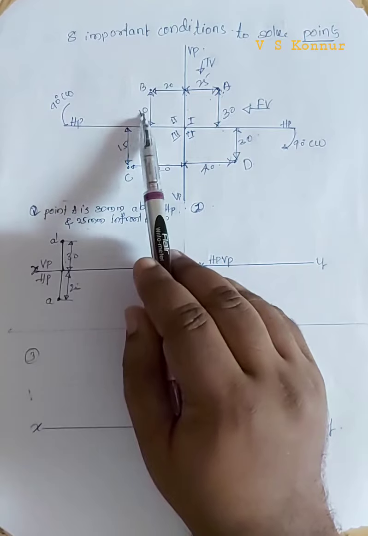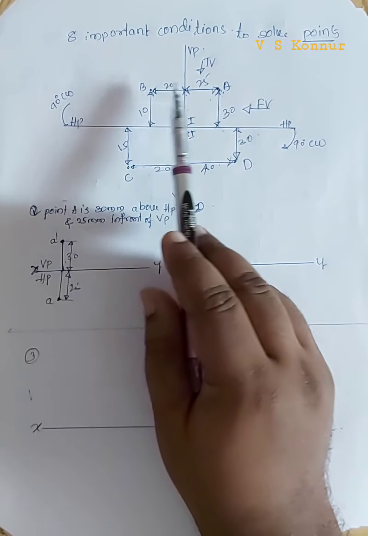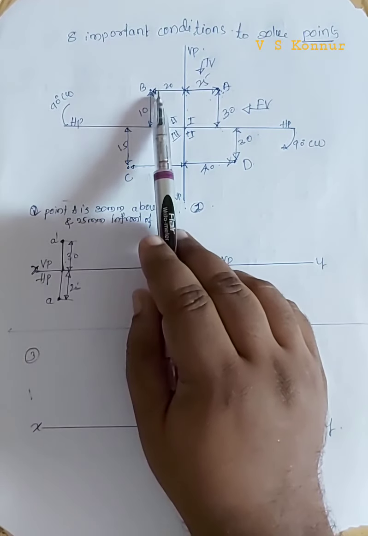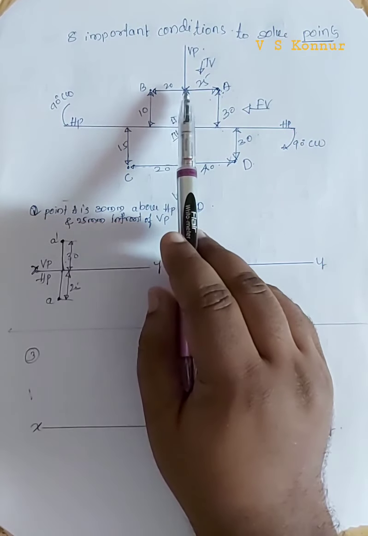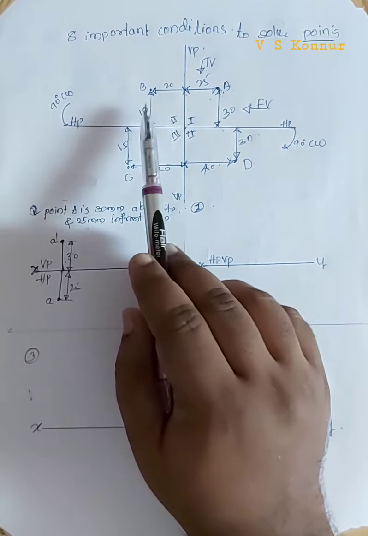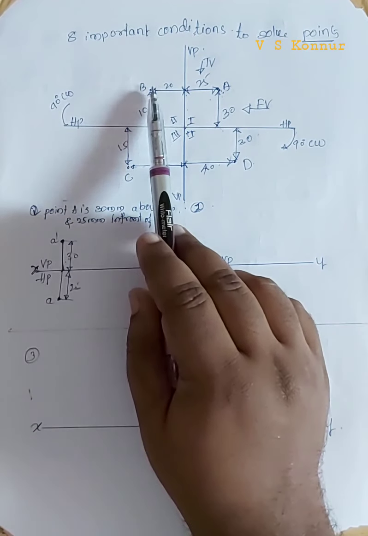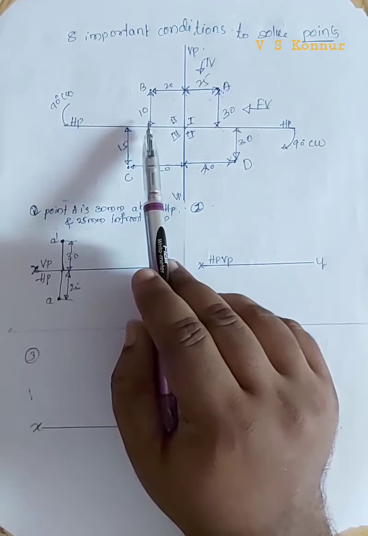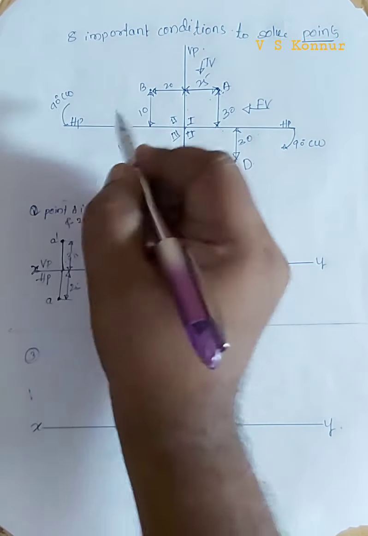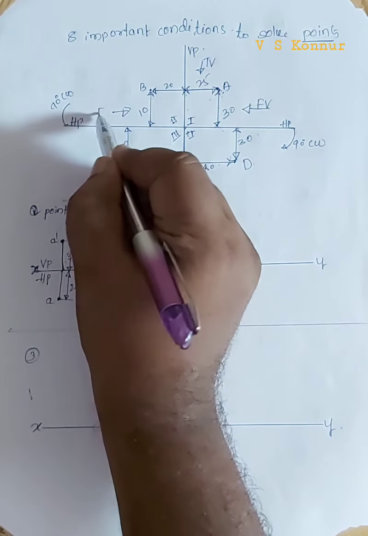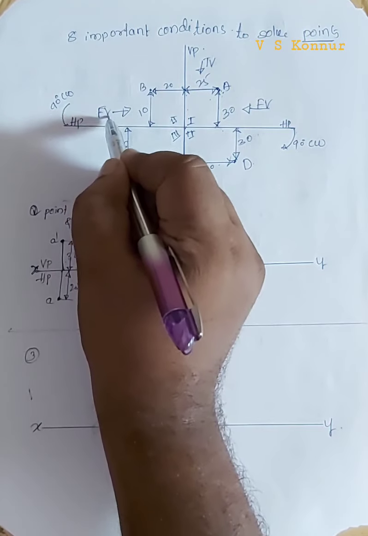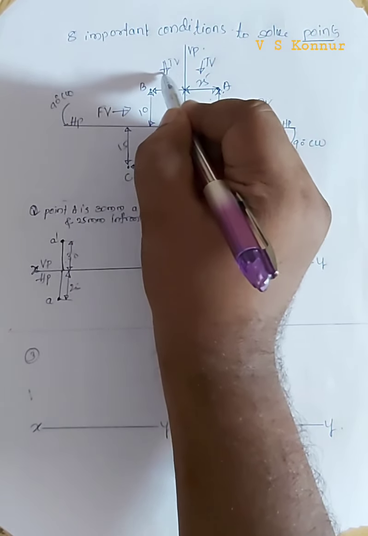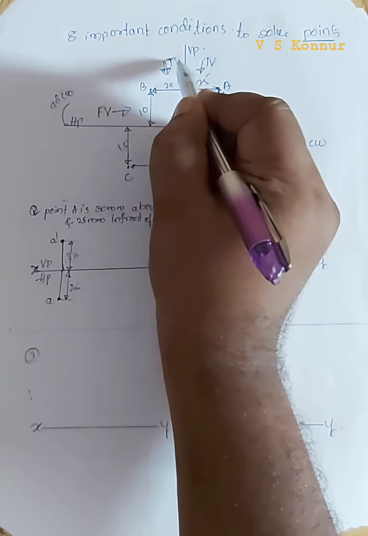Point B is 10 mm above the horizontal plane, 20 mm behind the vertical plane. Now, this is called the front view, and this is called the top view.